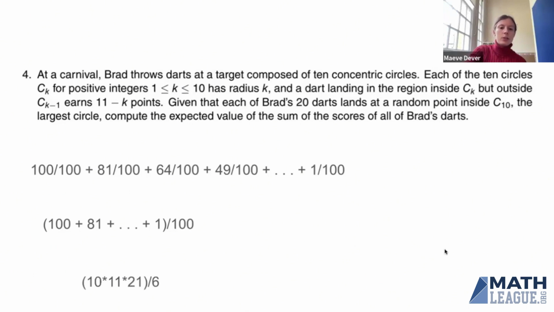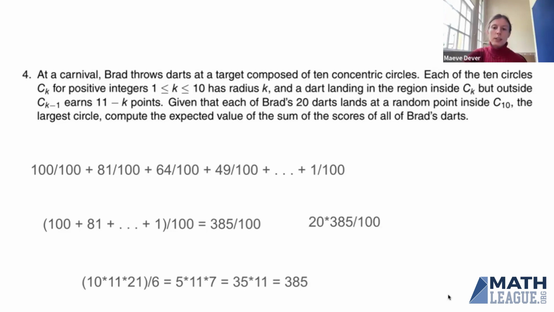In this case, 10 times 11 times 21 divided by 6, that's going to be 5 times 11 times 7, right? Cancel the 2, cancel the 3, which is 35 times 11, that's easy, 385, which is 385 out of 100, let's not forget that. And that is the expected value for 1 dart, but he's got 20 darts, so it's going to be a much larger expected value, right? The darts are all independently at random, so we've got 20 times 385 out of 100, which is 385 times 20 over 100, right? And 20 over 100 is 1/5, so that's 385 over 5.